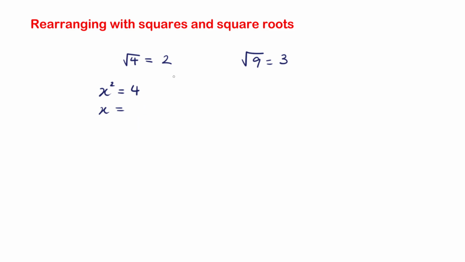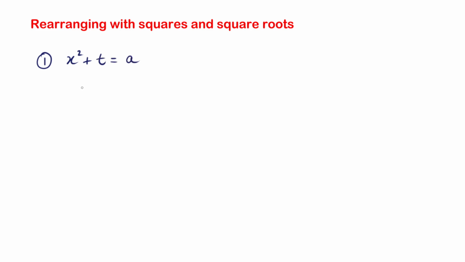Okay, so let's go back and have a look. For example, let's do some examples with squareds in them first. If I have a question like x squared plus t equals a, what we want to do is make it so that the whole of one side is x squared in this case. So we want to take the plus t to the other side and make it a minus t. So we have x squared equals a minus t.